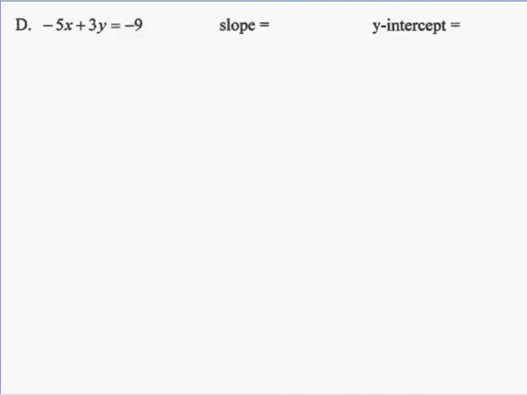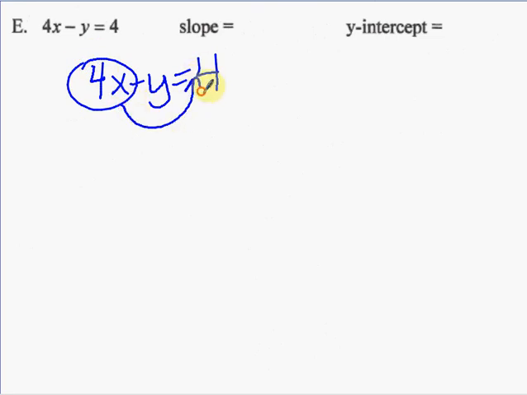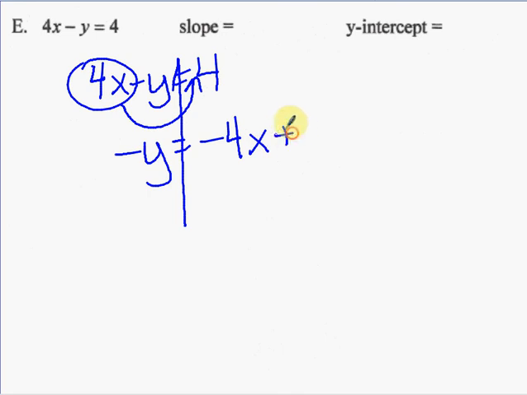Alright, let's see here. This will be our last problem. Let's write the problem down. We'll circle the 4x and move it over. Cut the equation in half. And we get negative y equals negative 4x plus 4. Alright, now this time we do have to do a little bit of work.